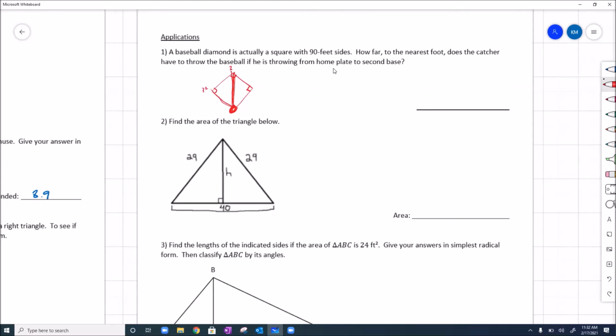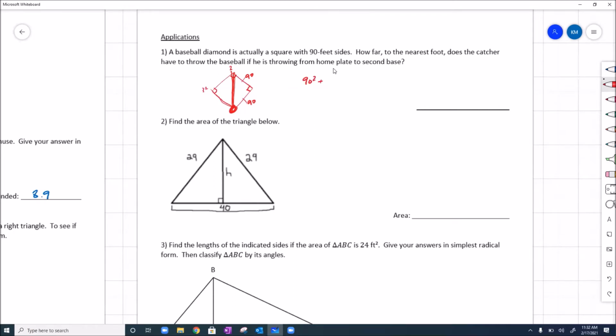Okay, so as we look at this, this is 90, this is 90. We can find this a couple of different ways. I can see that this is an isosceles right triangle, but we'll just use the Pythagorean theorem.